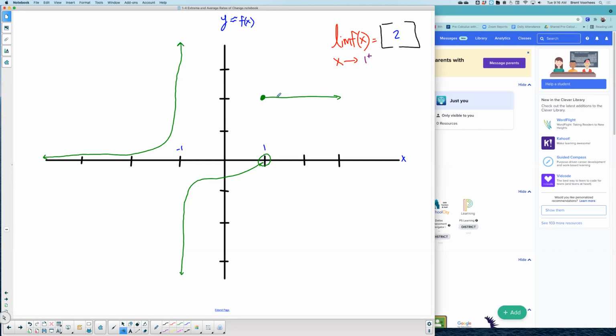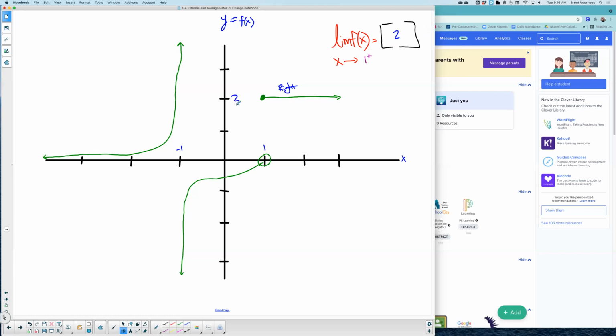The one that's on the right. So we're looking at this piece that's on the right. Now at 1, you're looking on the left end, not the arrow. You're looking on the left end because that's the piece that's approaching 1, right here. What's its y value? 2. That's why the answer is 2.